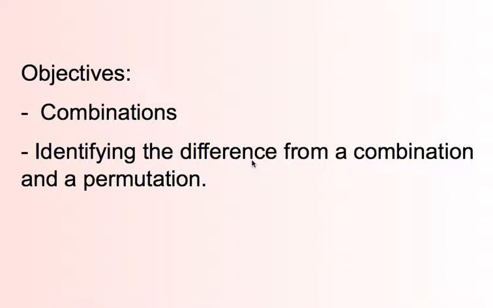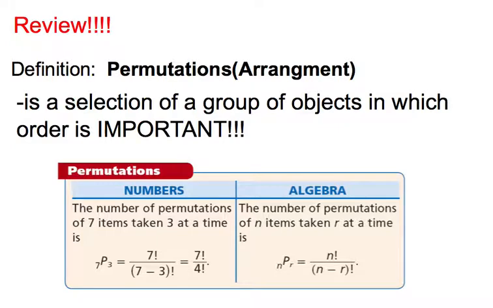We have already learned how to find the number of possible ways to rearrange the order using permutations. What we're going to introduce today is what combinations are and what the difference between the two is. I want to go backwards just a moment and remind you what a permutation is. A permutation is a way to select a group of objects in which the order is important. And the formula you've been introduced to is right down here.